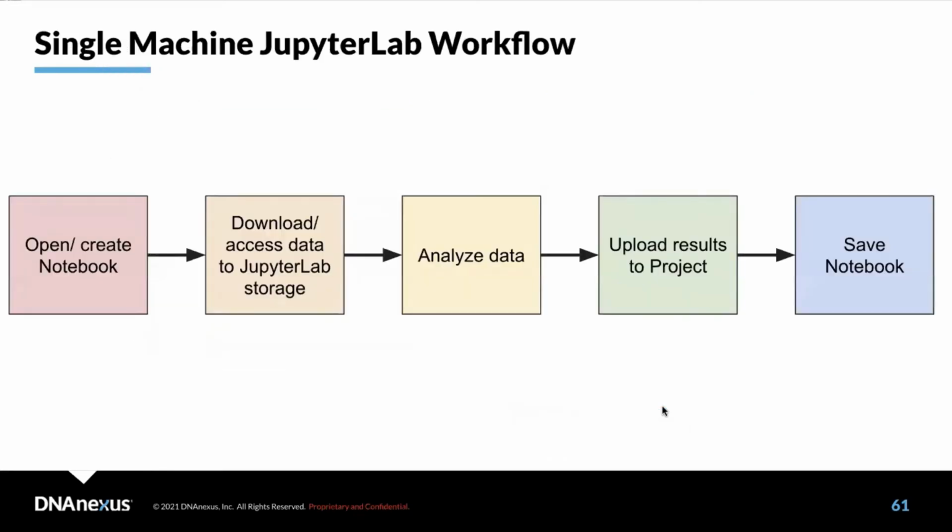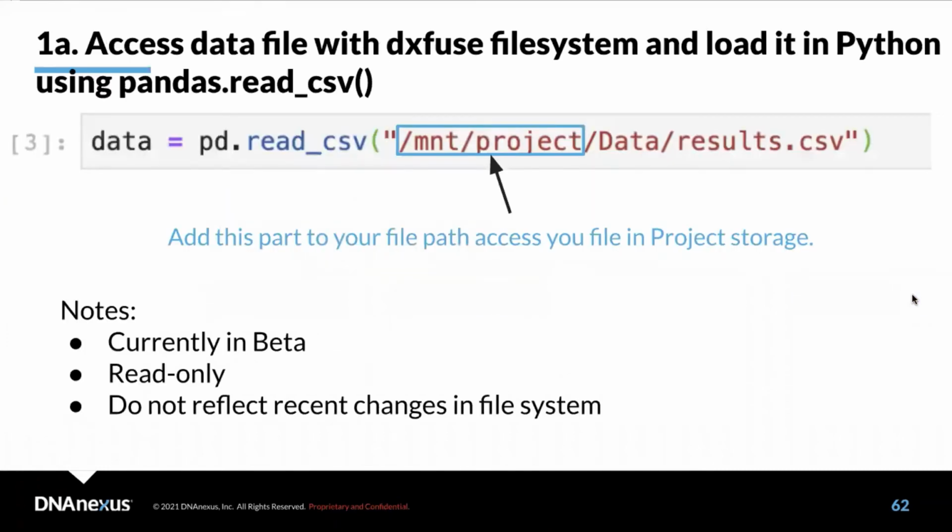Here is an example workflow you can do on a single machine or single node JupyterLab. You open or create a notebook, you download or access data to JupyterLab storage, you analyze them, you upload results to the project, and you save the notebook. Let us look in more detail at the steps I already described. First is accessing data, and there are two different ways to do this. The first is using the DXFuse file system and loading it into pandas as usual using the read CSV function.